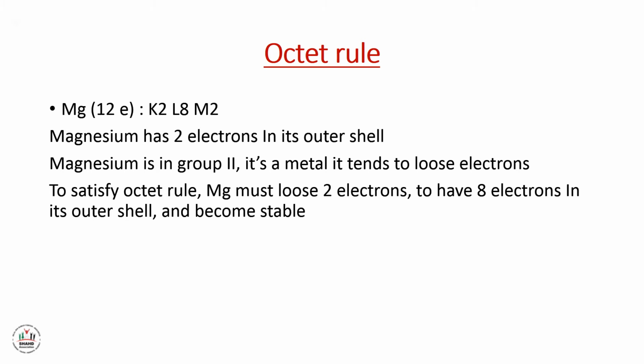So the electron configuration becomes K2, L8, because it lost 2 electrons. Now the valence is the number of electrons that it lost. So we say that valence is equal to 2. And the magnesium atom becomes an ion, Mg2+, because it lost 2 electrons.